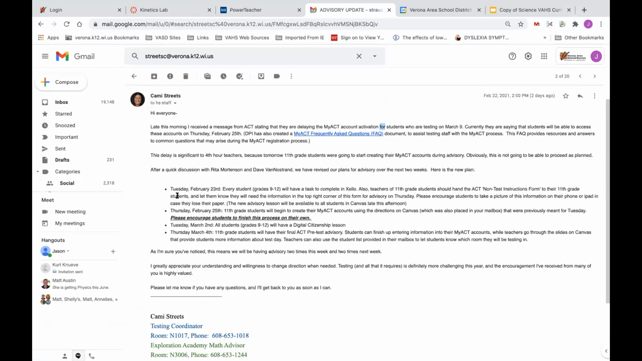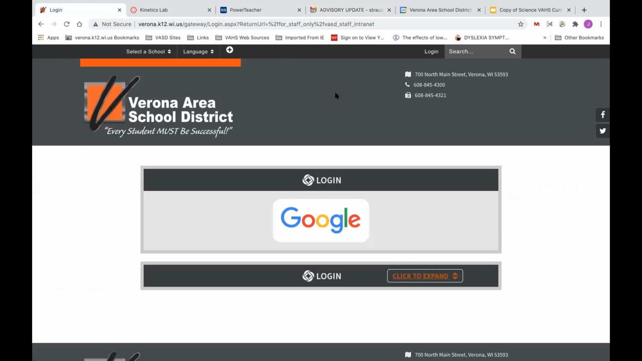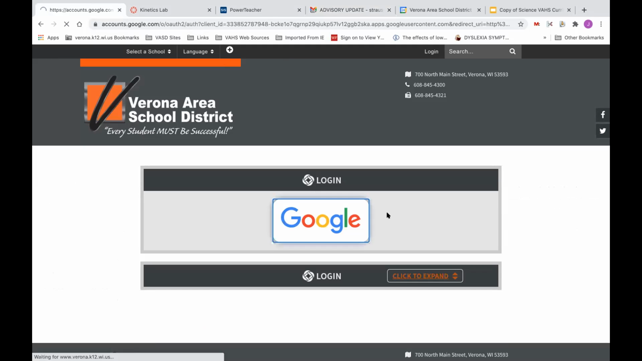All right, so it says here on February 23rd, that's yesterday, every student will have a task to complete in Zello. Also, teachers of 11th graders should hand out the ACT non-test instructions for them. Okay, so I've got something for a couple of you. Please ensure to take a picture of this information on your phone or iPad in case you lose your paper. And then on Thursday, 11th graders, we will do this on the 25th. So if you log into Zello, there should be a task for you to complete.